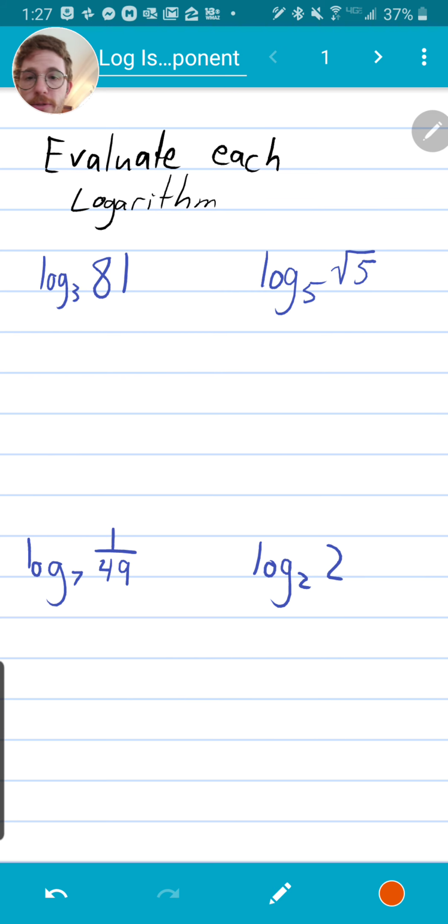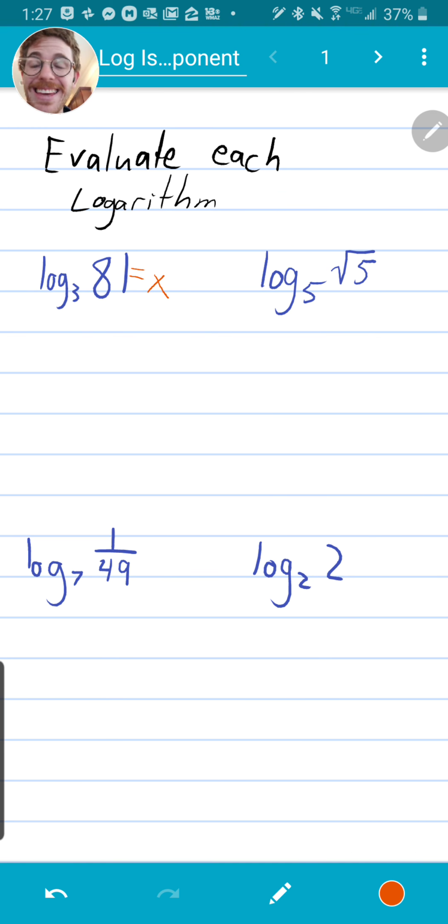And so let's look at this first one. Let me read it again. Log base 3 of 81. Well, remember, a log is an exponent. And we're trying to evaluate this right here. So I'm going to go ahead and say it equals x. It equals something we're trying to find. So log base 3 of 81 is x. And a log is an exponent.